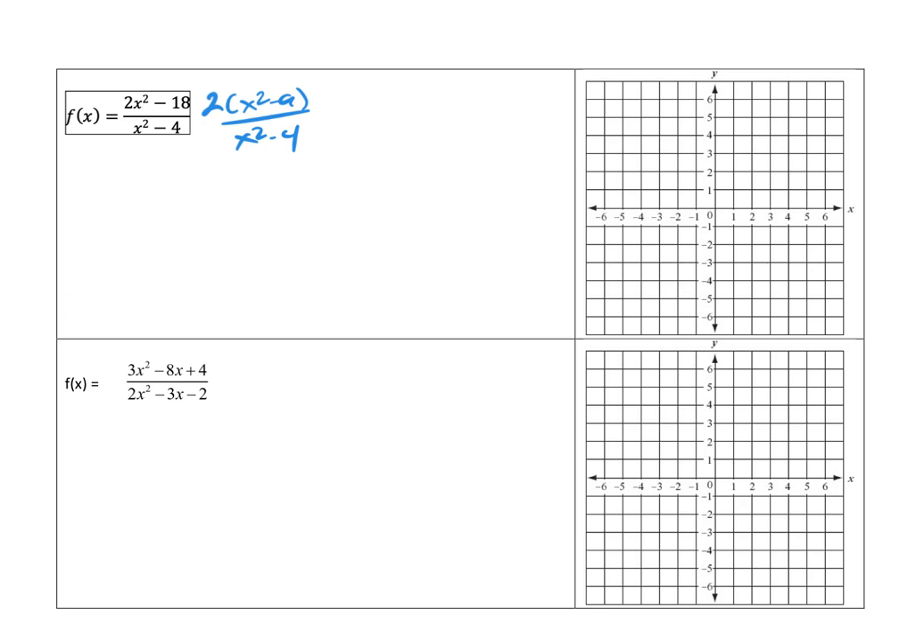I'm going to take that denominator and set it equal to 0. And then I'm going to go ahead and add 4 to both sides. And then when we take the square root, we get plus or minus 2. So we have 2 vertical asymptotes.